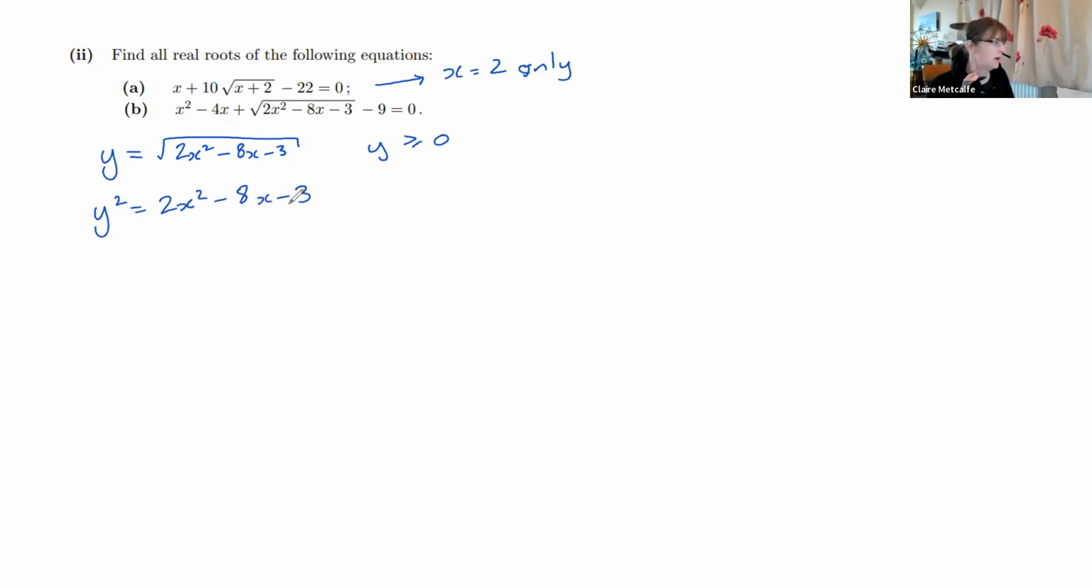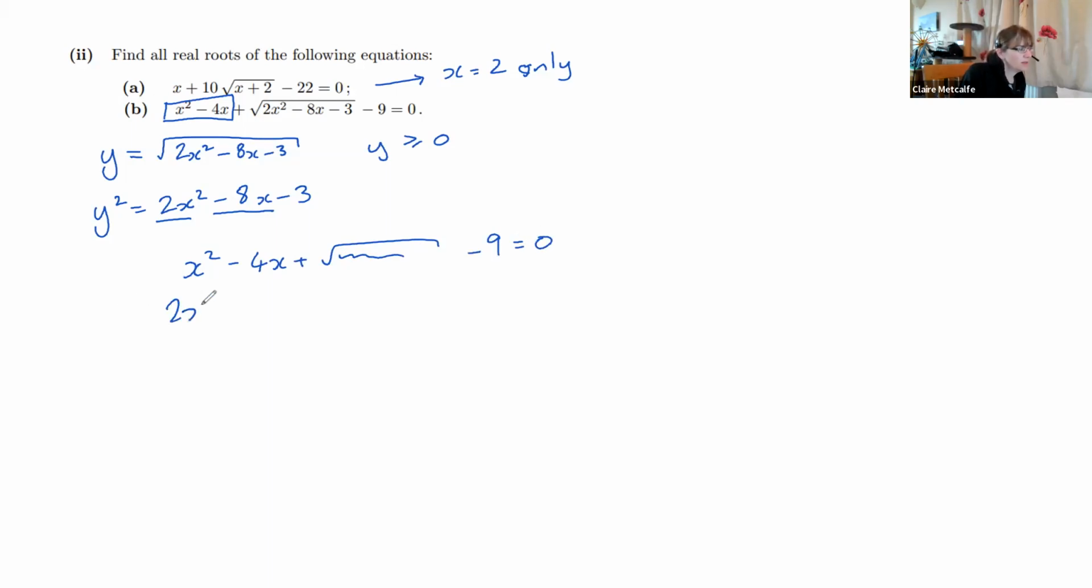Okay, and what I'm going to do, if we look, we've got a 2x squared and a minus 8x. That looks very similar to this. So what I'm going to do now is take the equation plus root that stuff, minus 9 equals 0. I'm going to double it. So I'm going to get 2x squared minus 8x plus 2 square root of that stuff minus 18 equals 0.